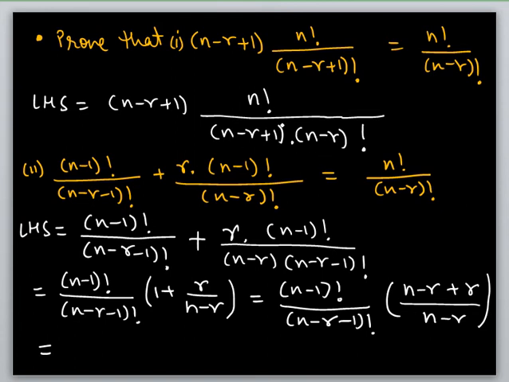So what do we see now? This is independent of factorial. This is just a number which gets cancelled out with the same in the numerator. And what are we left with? n factorial over n minus r factorial. That is the right hand side. Okay. In the same manner, let us check for the next one.